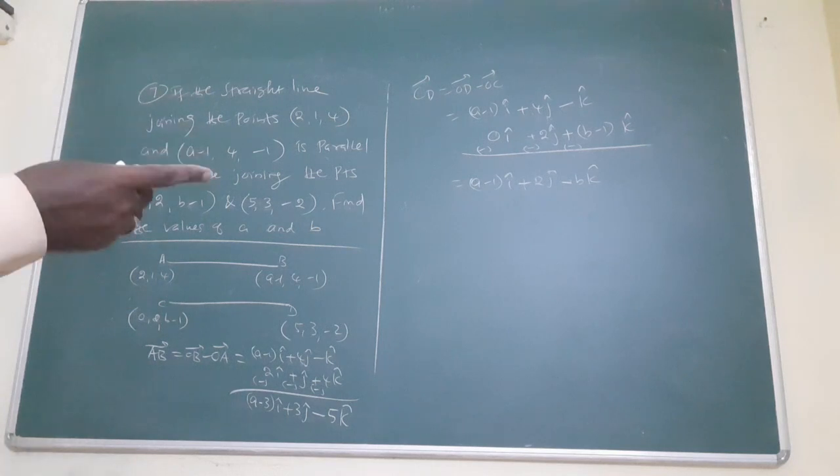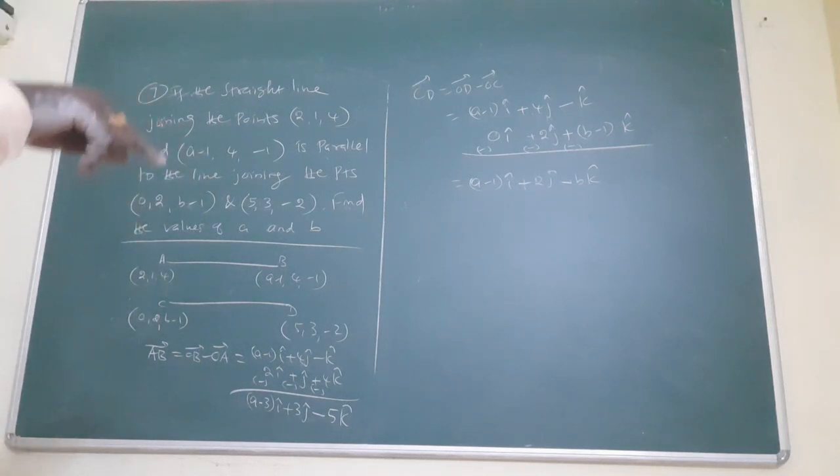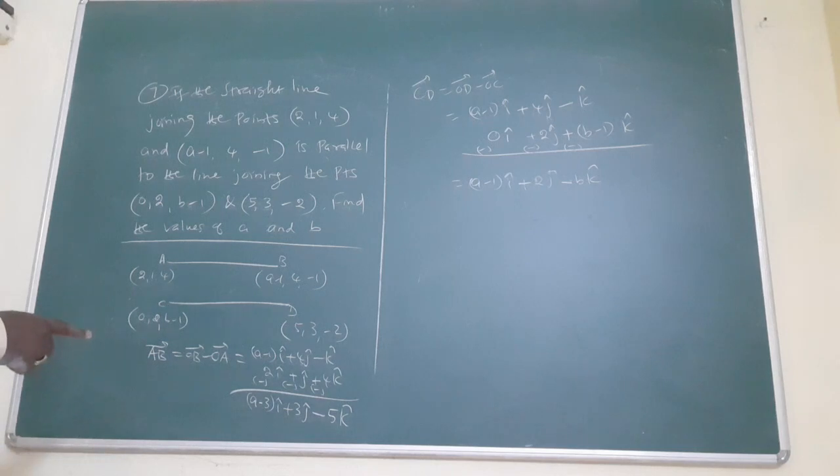Plus 1 means 1 k cap. Already minus k cap, cancel. Minus b cap. CD is this one. A minus 3 plus 3j minus 5k. Next one is a minus... next one is a minus 1.